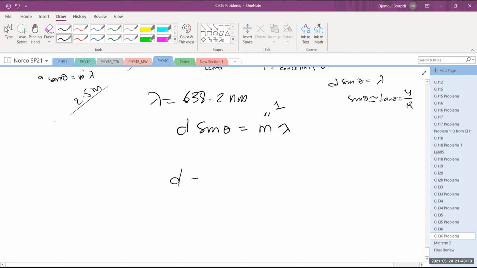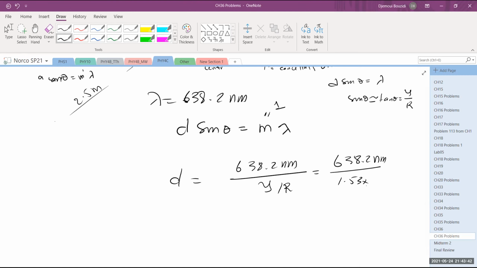So d equals lambda, and lambda is 638.2 nanometers, divided by sine theta, and sine theta is basically y over r. So it's 638.2 nanometers divided by y, and y is 1.53 times 10 to the power, what is it, millimeter? Yeah, millimeter. So it's 10 to the negative 3. And the distance is just 2.5 meters. So these units cancel because I converted this one to meters. 1.53 millimeters and the 2.5. So the actual unit for d is going to be in nanometers.